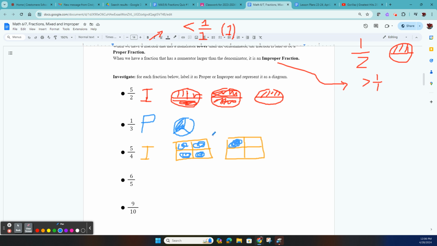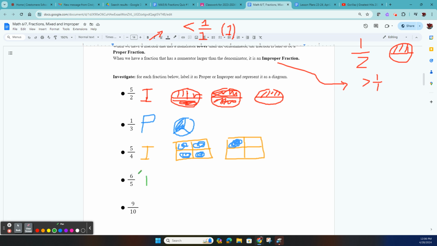Cool. And again, if we look just at the diagrams, it's telling us if it's improper or proper. Because here I can see that this is greater than 1. 1 whole is filled in, and then I've got another chunk on top of it. Improper. Same thing here. I've got 2 wholes shaded in and an extra chunk. Improper. This one, I don't even have a single whole. So that's proper. Okay, really good. Moving on. Let's keep going.